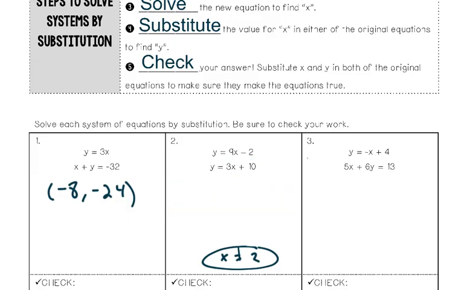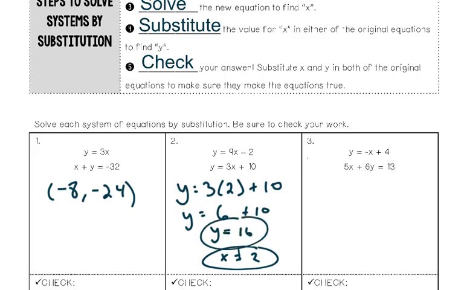And again, this method is called substitution because if I see an x, I can substitute in what I know x is. I know x is 2. So I'm going to substitute a 2 in for x. So it's all about using your logic skills. If you know what x equals, you can figure out what y equals here. So y equals 3 times 2 plus 10. 3 times 2 is 6 plus 10 is 16.